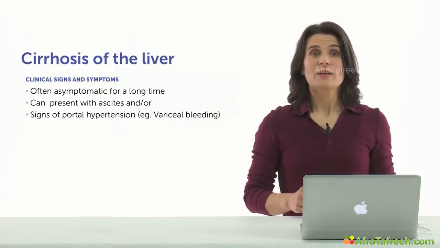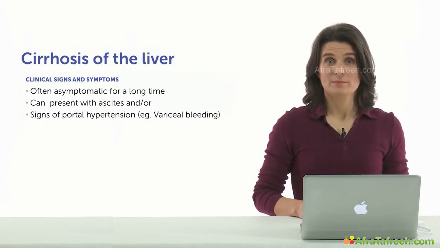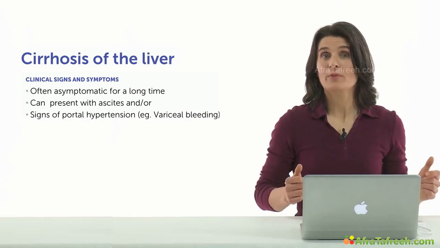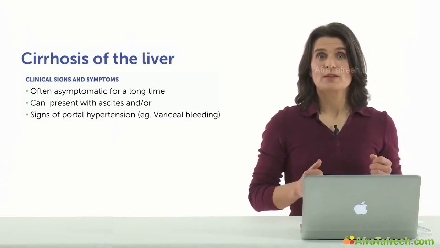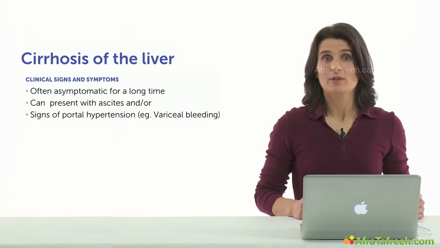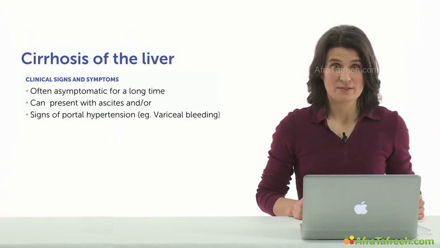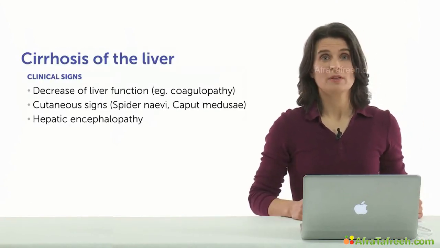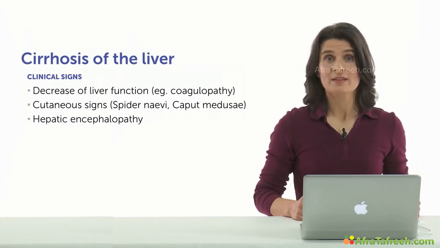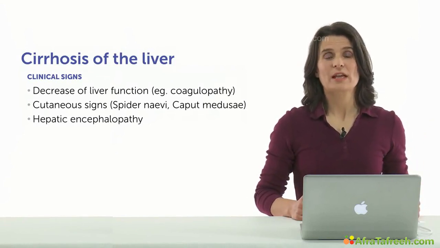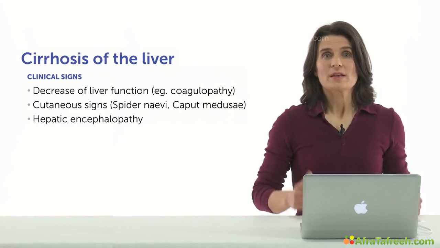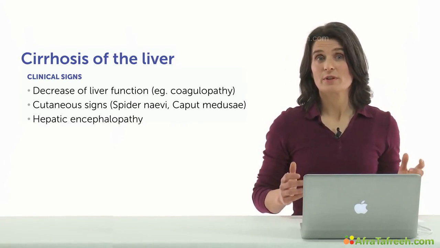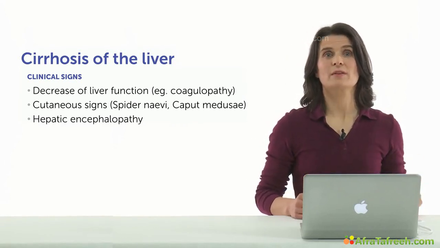Cirrhosis of the liver can be asymptomatic for a long time. Blood tests can show decreased liver function, for example, coagulopathy. But patients can also show up with ascites and edema of the legs in advanced cases. Other signs can be so-called spider nevi on the skin or signs of portocaval anastomosis. Some patients show up because of increasing confusion and disorientation because they have hepatic encephalopathy.